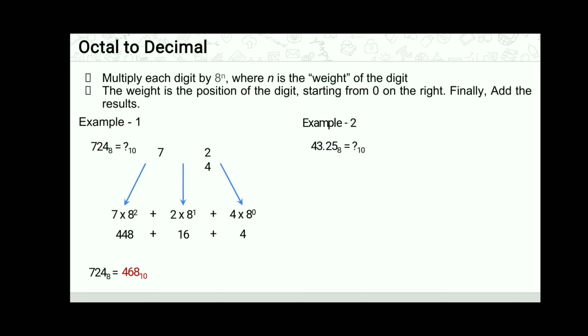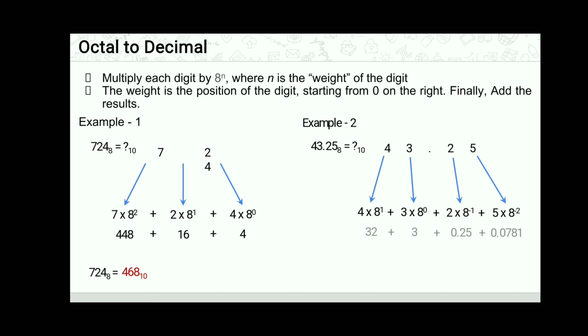In the next example, we will go through the fractional type of octal number. So we will multiply 3 into 8 raised to 0, multiply 4 into 8 raised to 1, and 2 into 8 raised to minus 1 because 2 is after the decimal point. And next we will multiply 5 into 8 raised to power minus 2. So after adding all this, we will get our final answer as 35.3281 to the base 10.